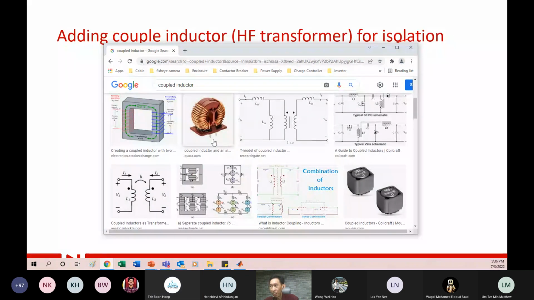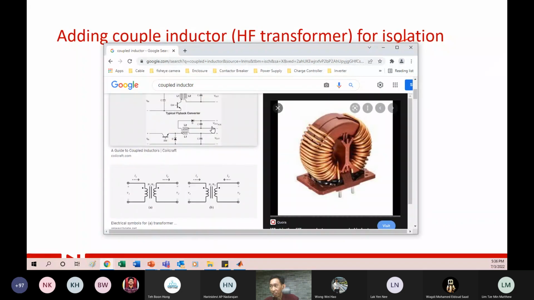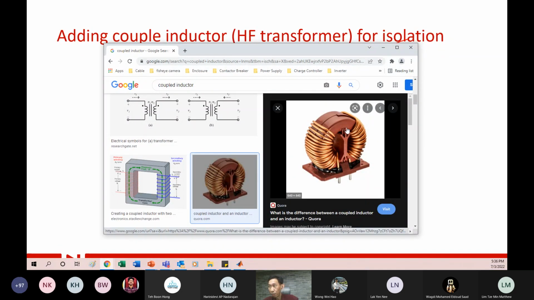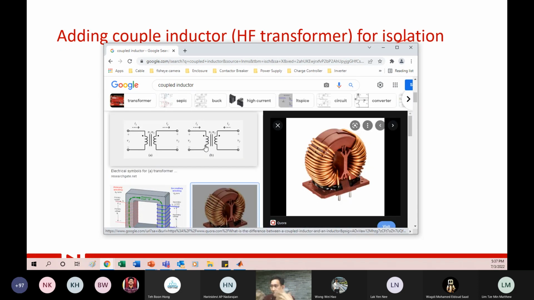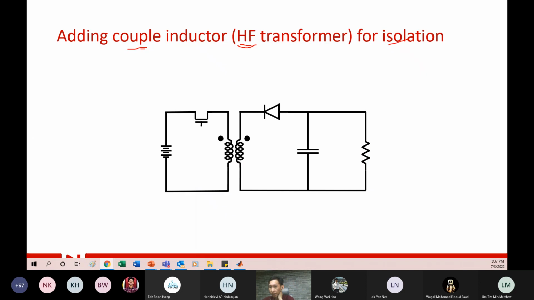Okay, now the coupled inductor may look something like that. Here's a very good example. You see, it looks like an inductor, but be careful. You see, there is a primary coil and a secondary coil. This is a coupled inductor, or sometimes they call it a high frequency transformer. It's not the transformer that we use to step down 240 to 12 volt. The symbol looks like a transformer. So this is what we call a coupled inductor.